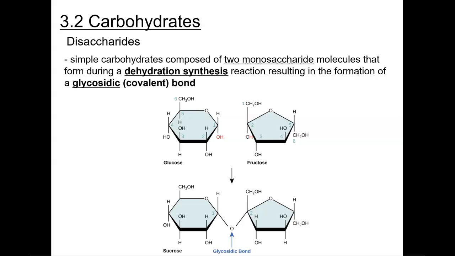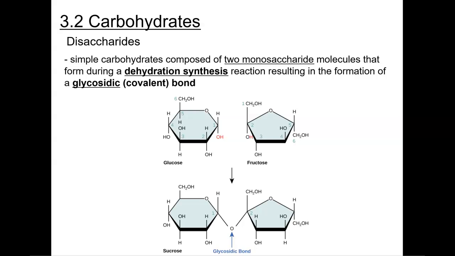Disaccharides. Di means 2, so these are simple carbohydrates composed of 2 monosaccharide molecules that are going to form during dehydration synthesis reactions. And this is going to result in the formation of glycosidic covalent bonds. And so you will see that in that bottom picture there.